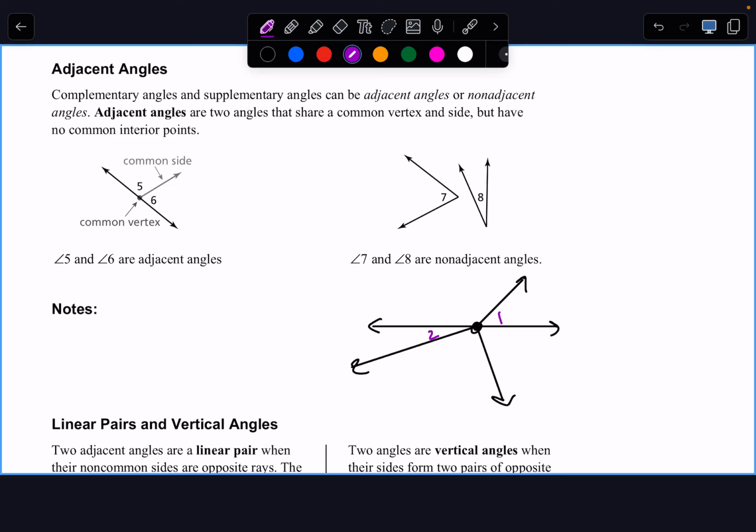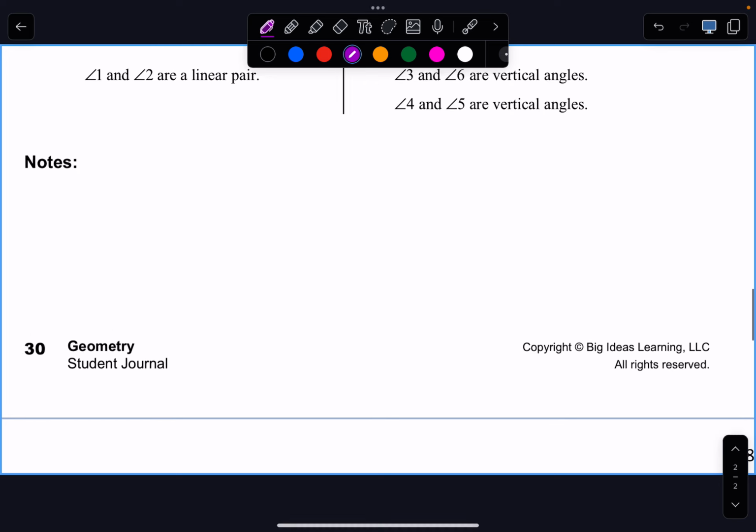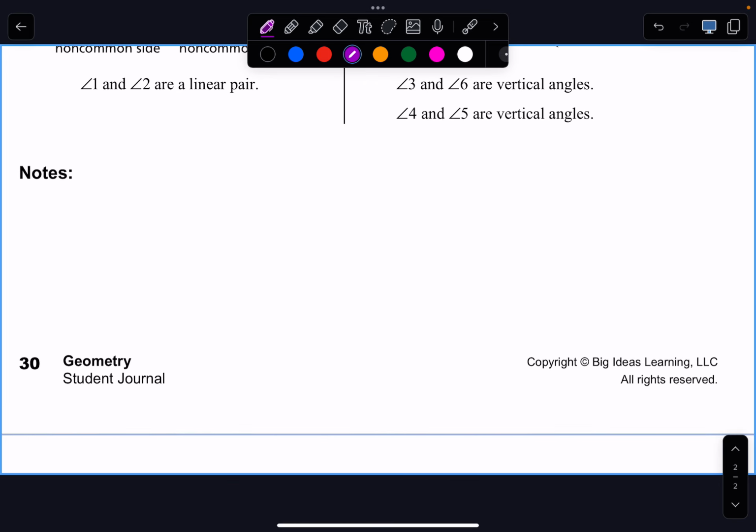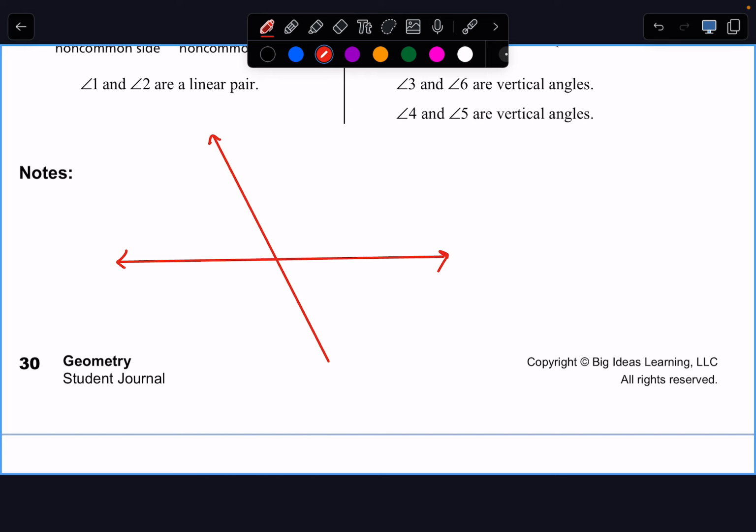Okay. Now, what we're going to do is we're going to come down here. I'm going to have you draw a picture. Are you ready? Draw a straight line. And then draw this straight line. And then draw that one. Are we okay?